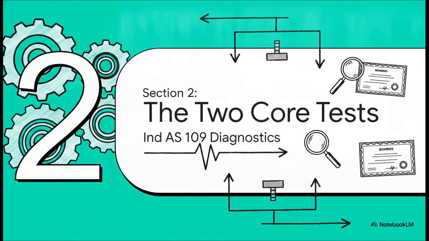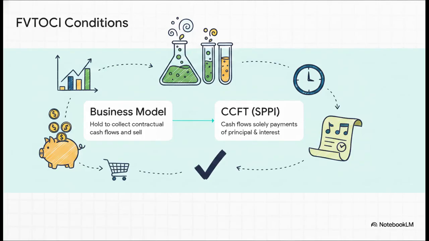Moving right along to Section 2, the two core tests. It's time to run the Ind AS 109 diagnostics. To solve Company A's dilemma, we've got to head straight into the lab. Paragraph 4.1.2A of Ind AS 109 lays down two mandatory hurdles for FVTOCI classification. First up is the business model test, meaning the asset is held within a business model where the goal is achieved by both collecting contractual cash flows and selling the financial assets. Second is the Contractual Cash Flow Test, which we often just call the SPPI test. And remember, you have to pass both of these, no exceptions.